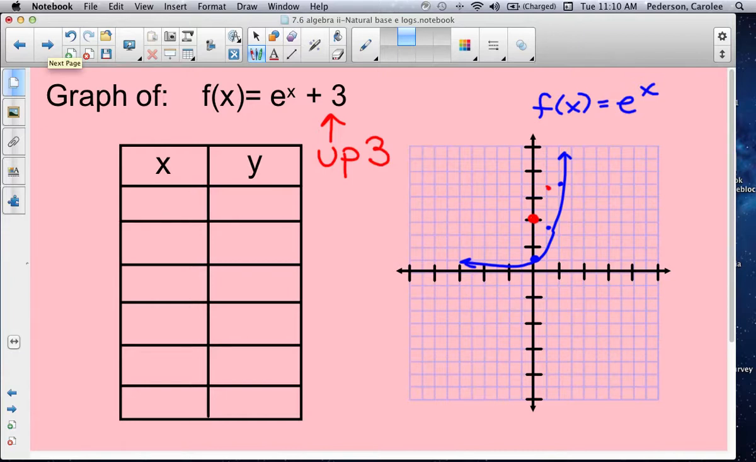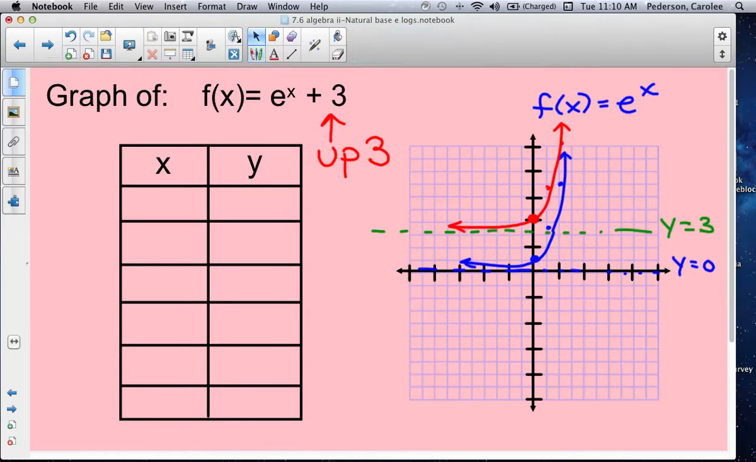And then that one's shifting up 3, and then up 3. Now where will my asymptote be? Before, my asymptote was right along here, my parent function, at y equals 0. Now my asymptote is going to be 3 units up, at y equals 3.